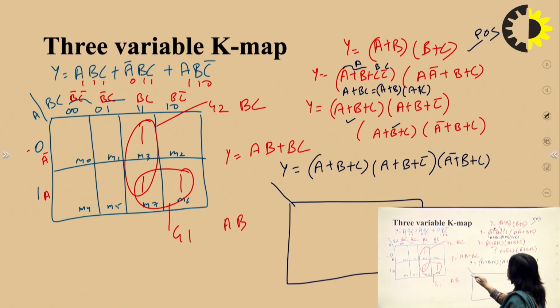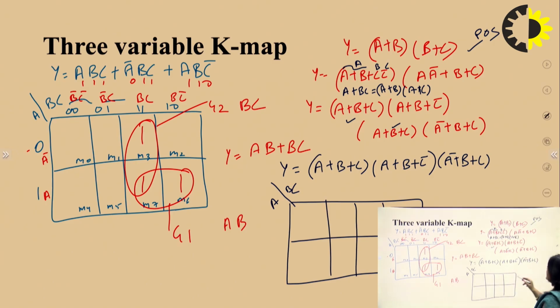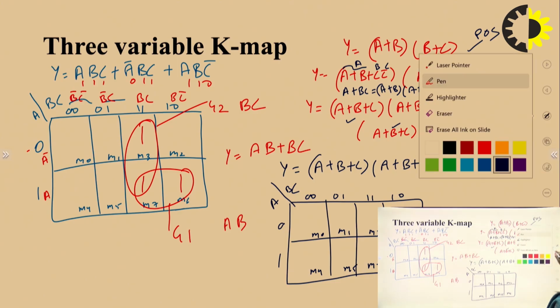So in the K-map, this is A, this is BC. This is 0 0, this is 0 1, 1 1, 1 0. This is 0, this is 1. This is M0, M1, M2, M3, M4, M5, M6, M7. Now we will put the values here.